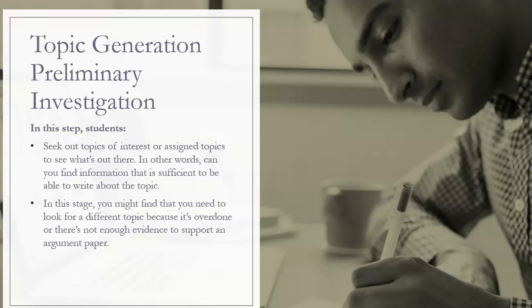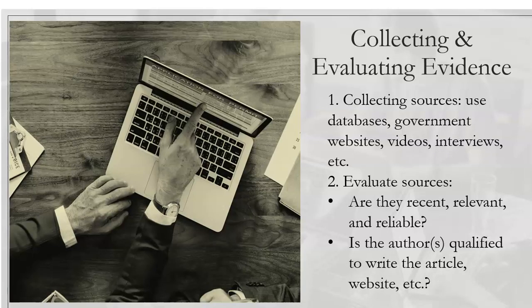So topic generation is the preliminary investigation of your topic. You may have several ideas where you've brainstormed and come up with a list. This is the part where you get a chance to go out and look and say, hey, is there enough evidence to support this? Is it sufficient? Do I need to choose a different topic? Do I need to narrow or broaden my topic so that I can discuss it to make it the appropriate length that the instructor is asking you to do?